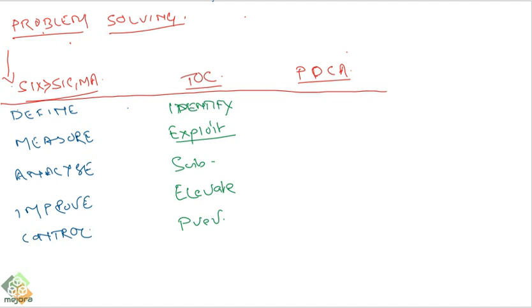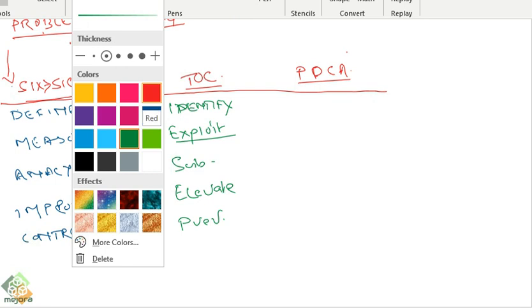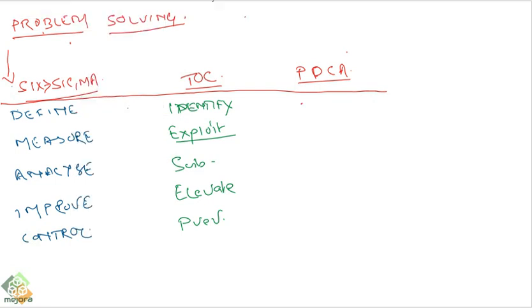PDCA is simple. P actually stands for plan, do, check, and act, right? So if you see the define, everywhere you have to define the problem first.